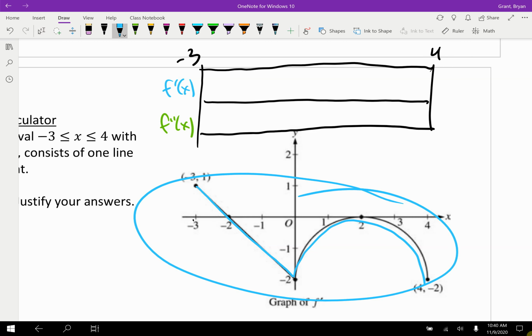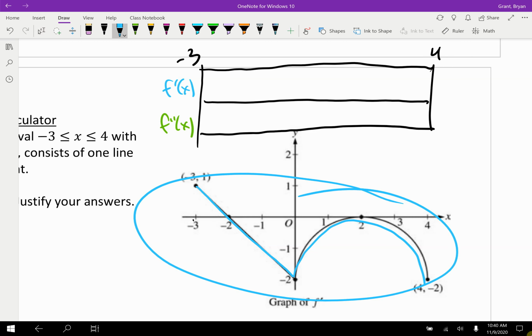Oh, wait, sorry. This is 0, isn't it? Oh, man. Crushing it today. So this is 0. We decrease until an x of 0. So, like so, we decrease. And then from 0 to 2, we increase.